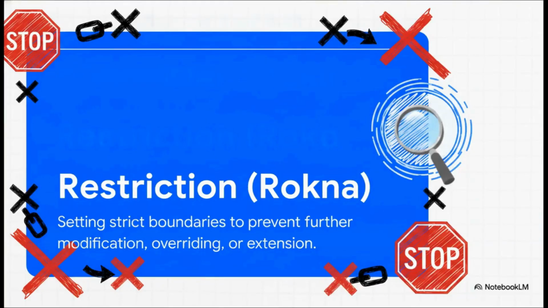So why did the creators of these languages even introduce this keyword in the first place? Well, the whole game of the final keyword boils down to one powerful concept: restriction, or as we say, rukna. When you're building complex software, you really don't want your code to be endlessly flexible. Sometimes you absolutely have to set strict boundaries. You're basically telling the compiler, hey, stop right here. Nobody is allowed to modify, override, or extend this code anymore. That's the real magic of final. It brings some much-needed security and predictability to your object-oriented architecture.